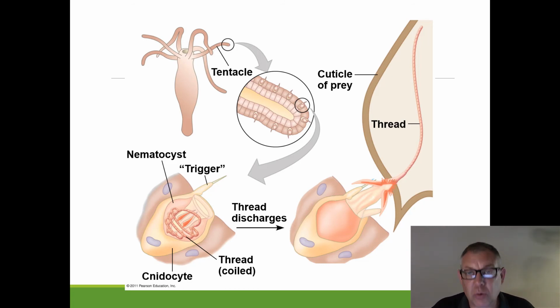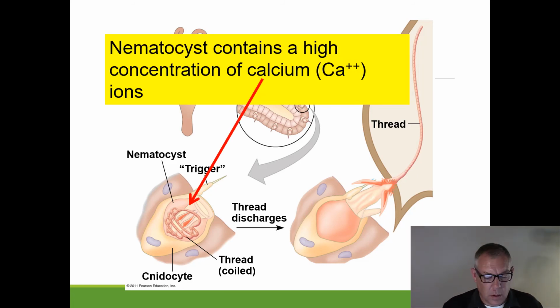Well, how does it shoot out? They don't really have muscles or anything. So the way this uses osmosis to make these threads shoot out and sting you is that the inside of this nematocyst has an extraordinarily high concentration of calcium ions. The hydra, the jellyfish, whatever, they expend the energy to pump calcium. You get a really high concentration of calcium inside that nematocyst, right?